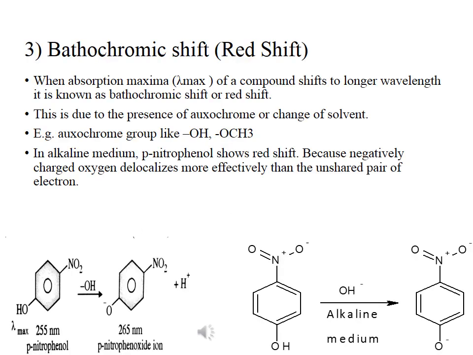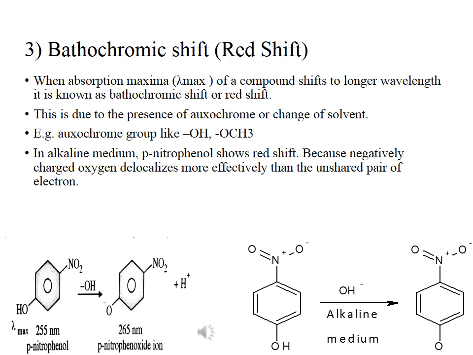First, the bathochromic shift, which is also known as red shift. As is clear from its name, red shift means higher wavelength. When the absorption maximum of a compound shifts towards the longer wavelength, it is called bathochromic or red shift. Now, why does it happen? It happens due to the presence of oxochrome or due to the change of solvent, the change of medium. Both factors can be responsible for the red shift.